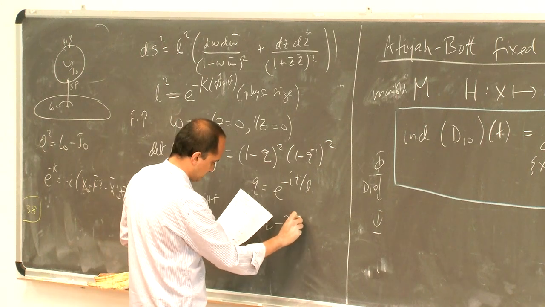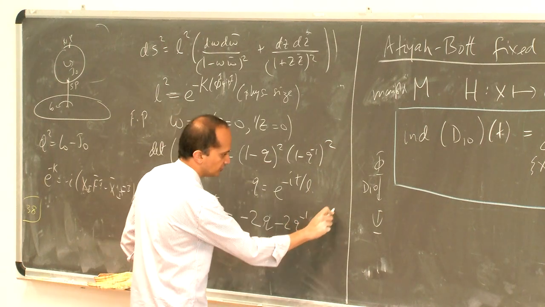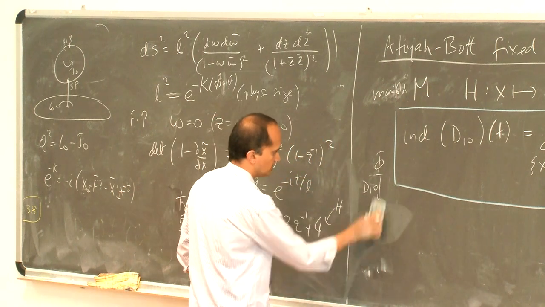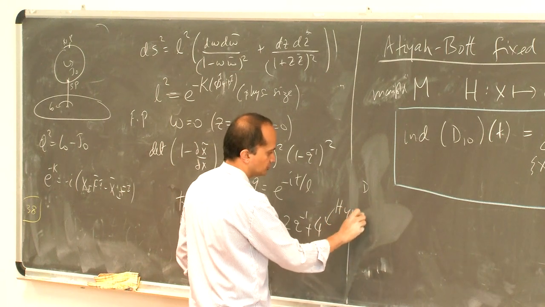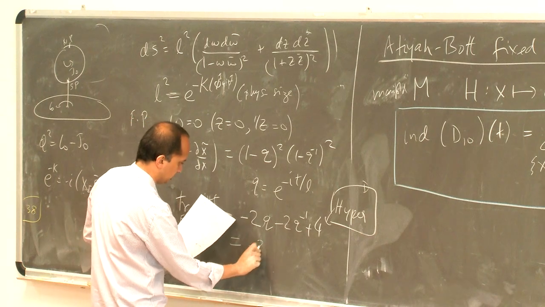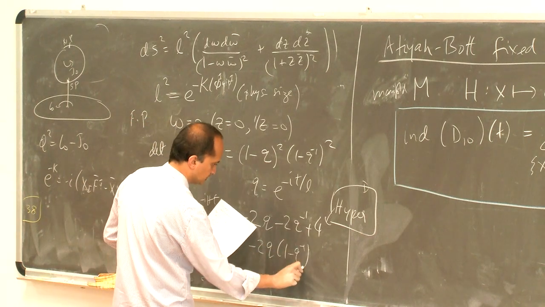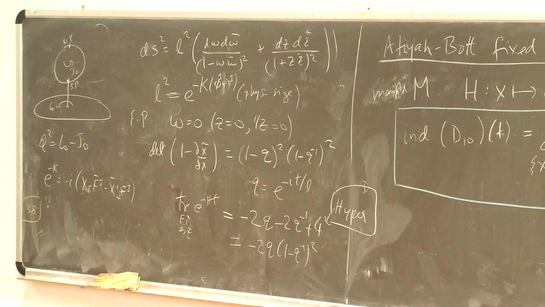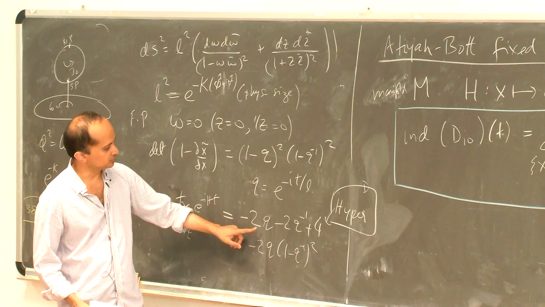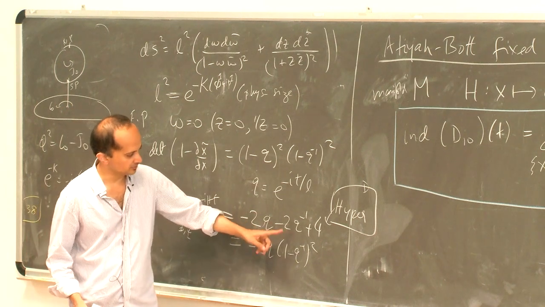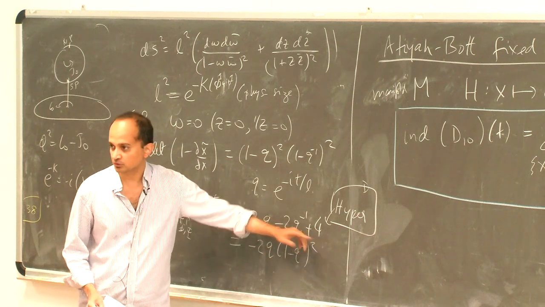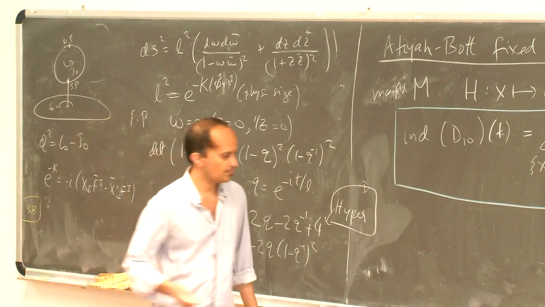So this is for the hypermultiplet. If you take one supercharge, that's just minus 2q, 1 minus q inverse squared. There are eight modes in the hypermultiplet: four bosons and four fermions. Those are the charges, plus one, minus one, zero, zero, zero, zero. You just have to compute.